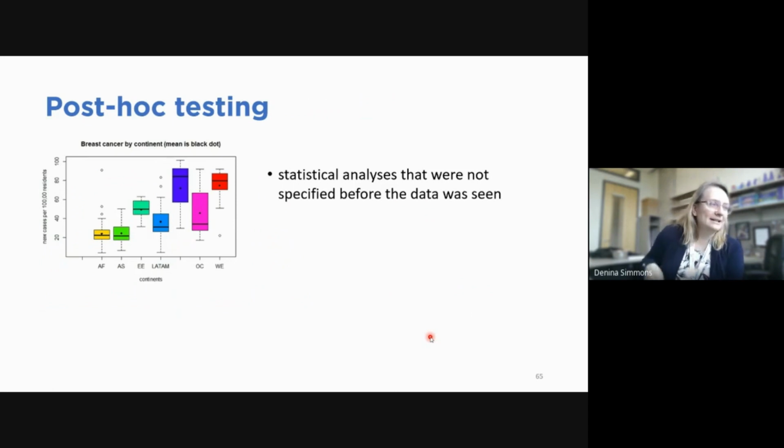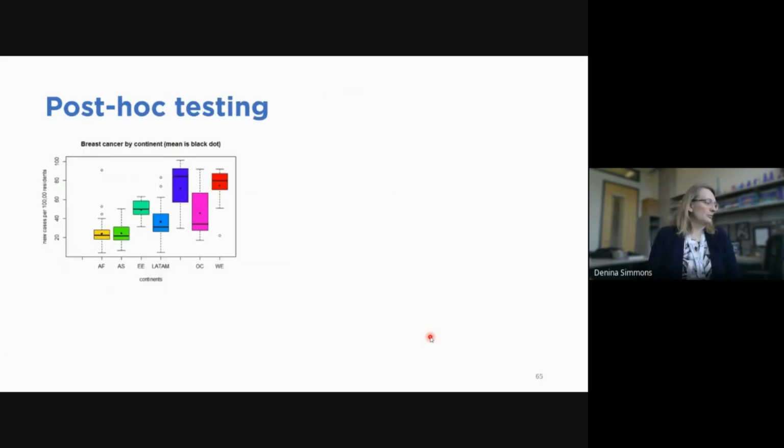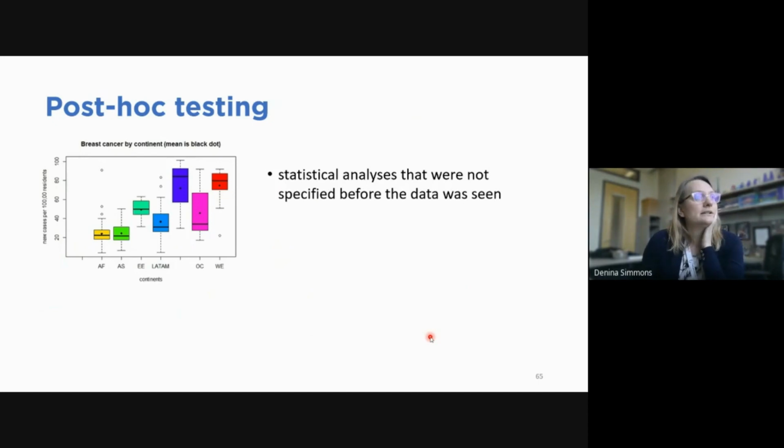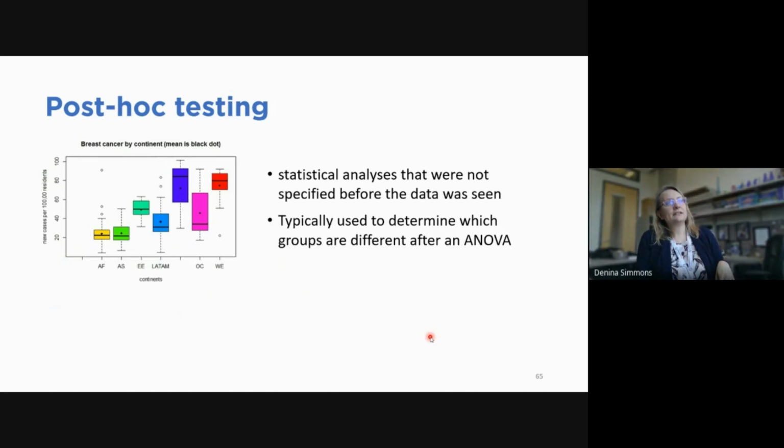So post hoc testing is, okay, these tests that I just showed you can tell you if your data distributions are significantly different, but they may not be able to tell you which groups are different from each other. And there may be cases where not all the groups are different from each other. Maybe it's just one or two groups that are different. So post hoc testing allows you to identify which groups are different. This allows you to do statistical analysis that was not specified before the data was seen. So that's why it's called post hoc testing.